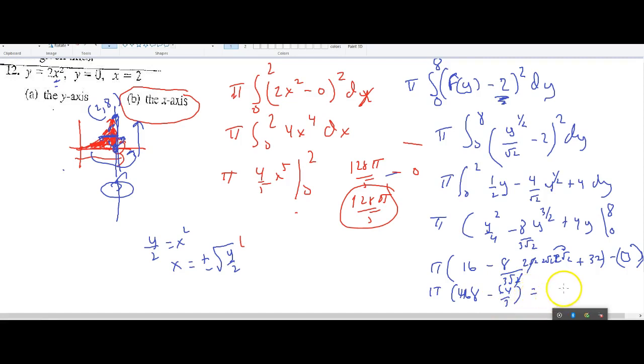So simplifying that, I'm going to get 48 is 144/3. Not fun to do in my head. All right, 144/3 minus 64/3. So I'm going to get 80/3. 80/3 pi. All right. And that's the end of this video, whether I like it or not, because time is up.